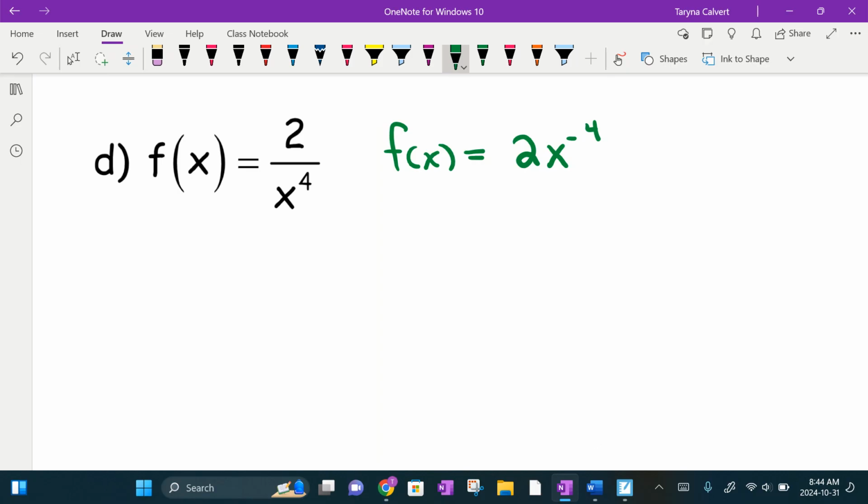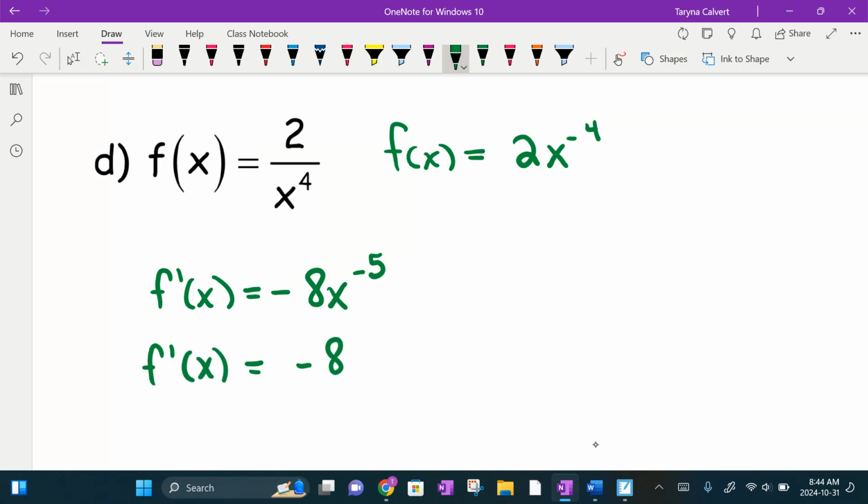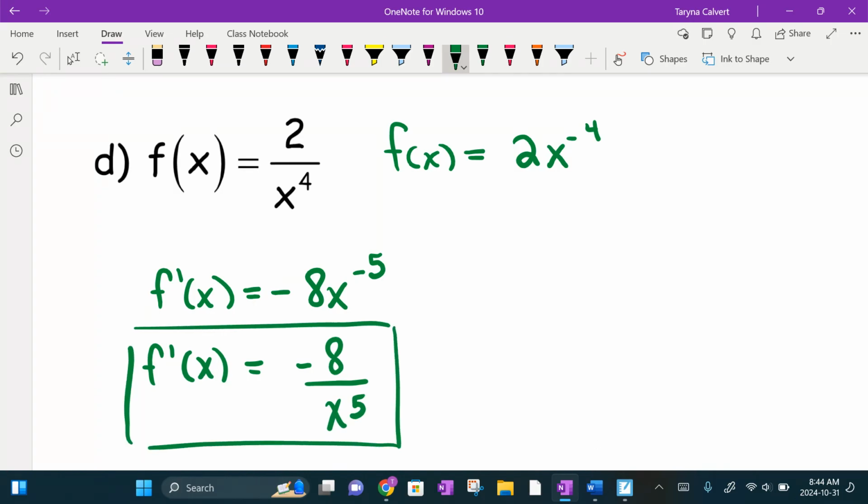So then we're going to get our derivative function, which would be negative what? Good. Negative 8x all to the power of? Perfect. Which is the same as, perfect, negative 8, x to the 5. And you're done.